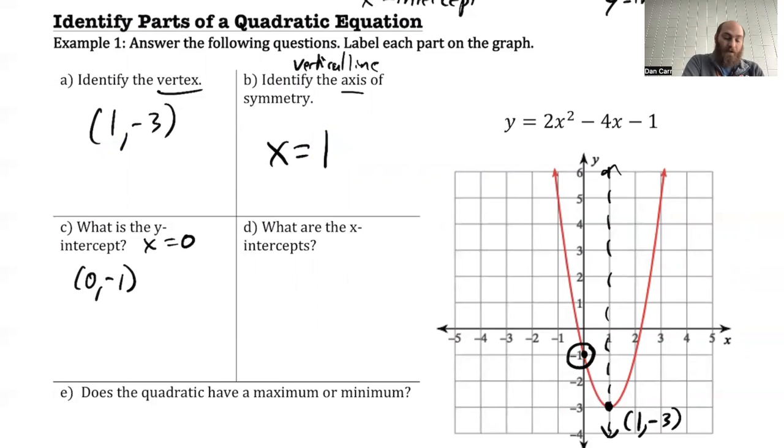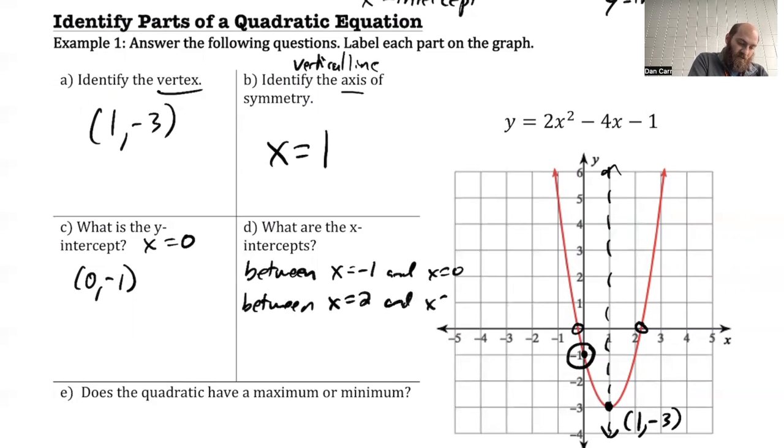What are the x-intercepts? I'm going to have to kind of estimate this a little bit because you see it crosses here and actually also crosses here. Okay, so I'm going to estimate it. So at the very least, we can say this. They are between x = -1 and x = 0. It's also between x = 2 and 3. Okay, so I have a range there that's pretty easy.